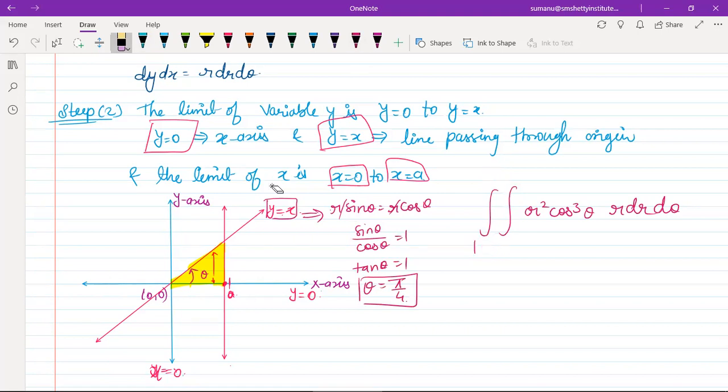How did this angle come? So it is going to be from 0 to pi by 4.